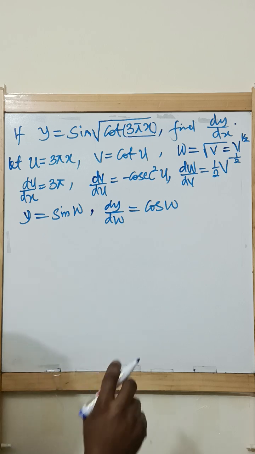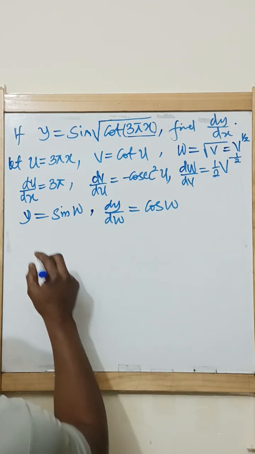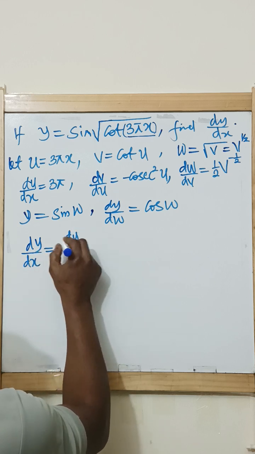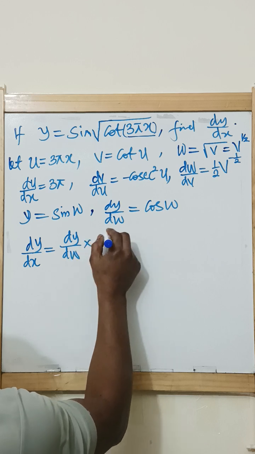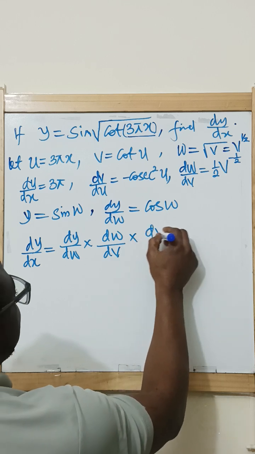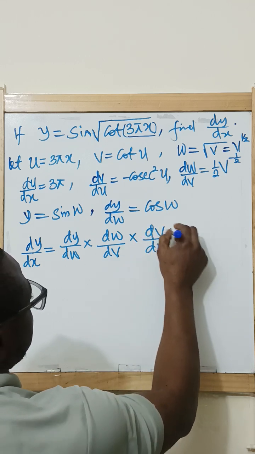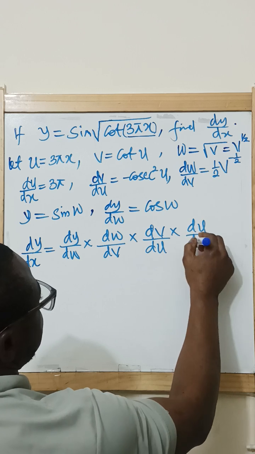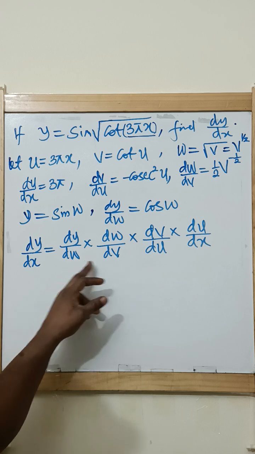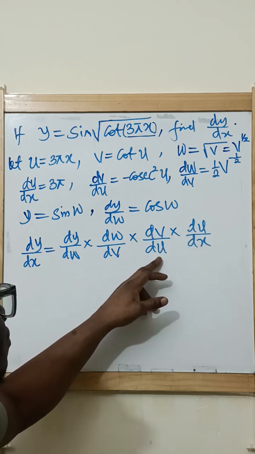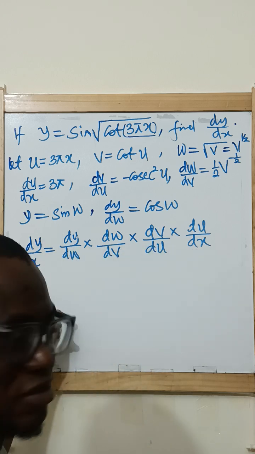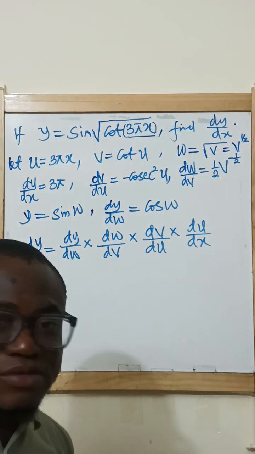From here now, what are we going to do? We are going to use our chain rule to combine everything. dy/dx is going to be dy/dw times dw/dv times dv/du times du/dx. You can see this cancels this, this cancels this, this cancels this. So we are now left with dy/dx, which is also what is on the left hand side. Are we good to go with that?